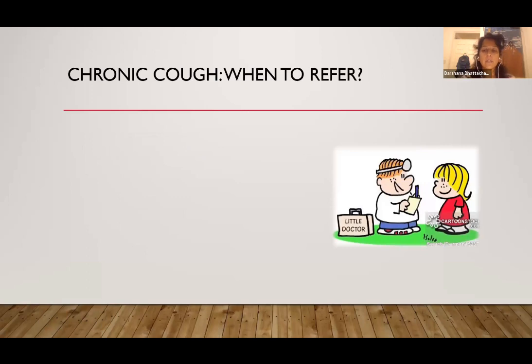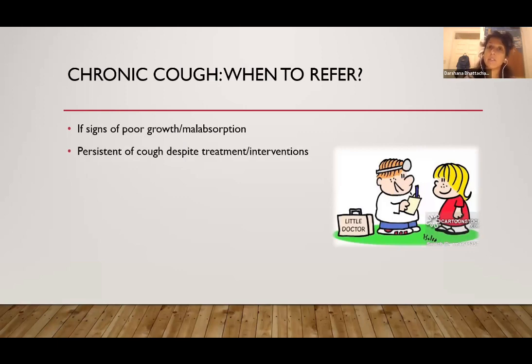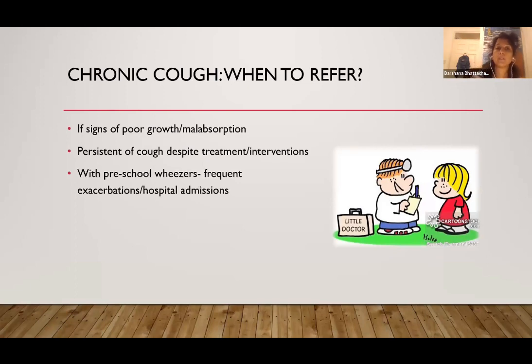And so you've done all these bits. When should you refer? So really, if you have a child showing signs of poor growth or malabsorption, like diarrhea, then they will probably need further investigation for things like cystic fibrosis, even if there's no family history. If the cough persists despite your treatment or interventions, that's certainly a good reason to refer them on. And with preschool wheezers, frequent exacerbations leading to hospital admissions may well warrant further treatment, such as montelukast or a steroid inhaler and monitoring of their symptoms as they get older.